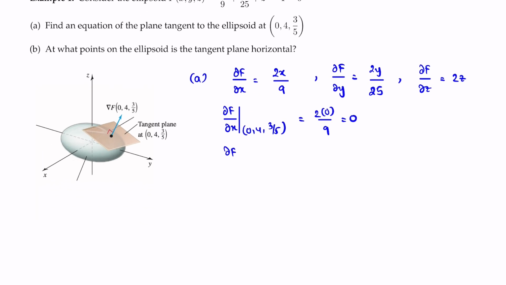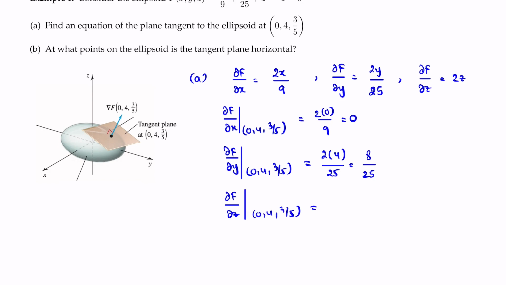Then you do partial F, partial y, evaluated at the point (0, 4, 3/5), and this is equal to 2 times 4 divided by 25, you get 8 over 25. And for partial F, partial z, evaluated at the point (0, 4, 3/5), you're going to get 2 times 3 over 5, or this is 6 over 5.